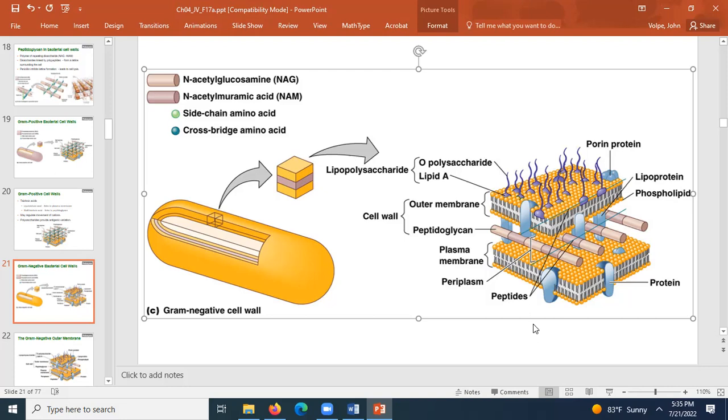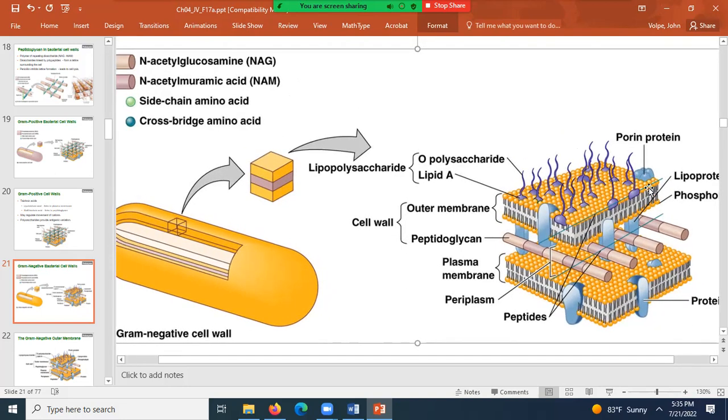Let's see. There's a few other molecules in the cell wall of the gram-negative cell. The main one I want to talk about is a porin protein. The porin protein provides a channel in the outer membrane of the cell wall, and this channel allows molecules to go through the outer membrane, either to enter or to leave, and that allows molecules to enter the cell that the cell wants, as well as it allows molecules to leave the cell that the cell does not want.